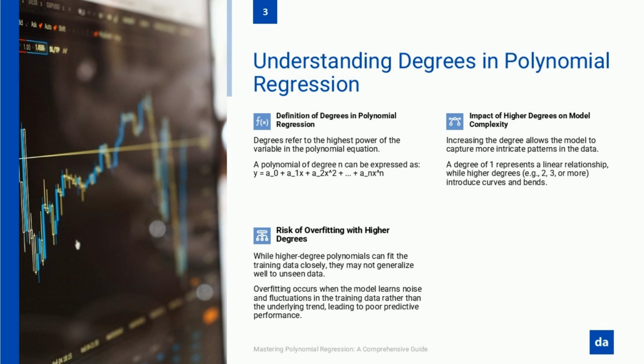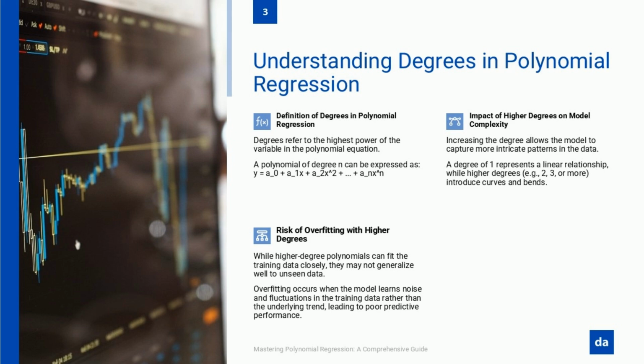To illustrate, imagine predicting house prices. If you use a very high-degree polynomial, the model might perfectly fit every fluctuation in historical prices, but it won't generalize well when predicting future prices. So how do we choose the right degree? That's where cross-validation and error metrics come in.